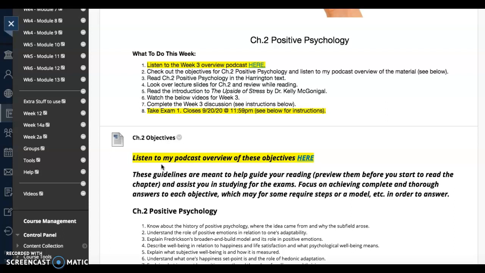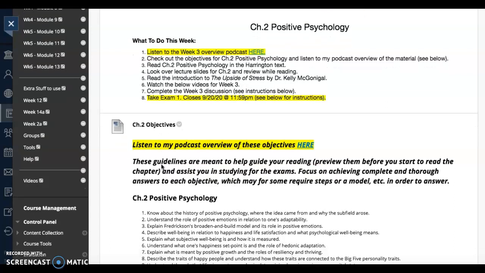And then you can go ahead and read the introduction to The Upside of Stress by Kelly McGonigal. It's going to talk a little bit about why she wrote the book, what she hopes to achieve for you in this book. Again, the book was written for mainstream people, but it's packed with research. So it's an easy read, and I think that you guys are going to like it a lot, I hope.